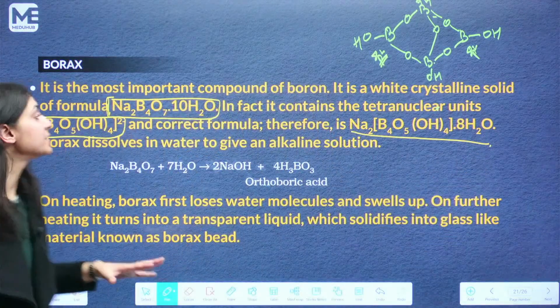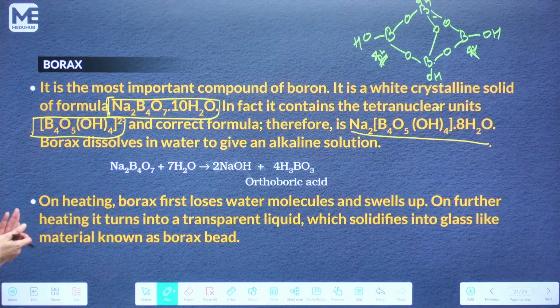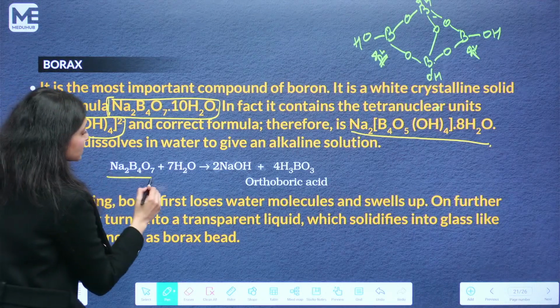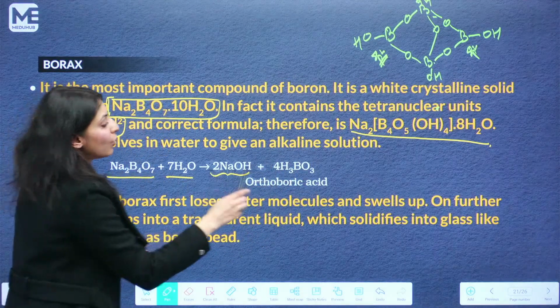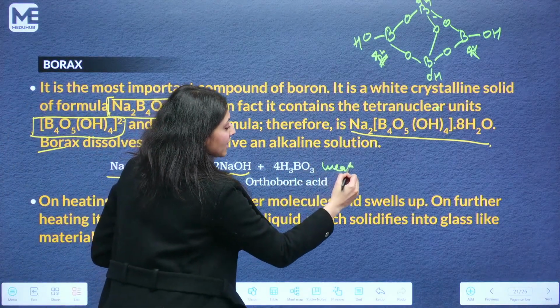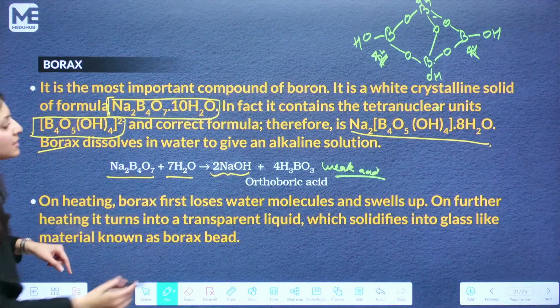So, the correct structure sometimes is written like this. But for our purposes, we usually write Na2B4O7. It is easier to write the reactions. Now, the important reactions are that borax gives an alkaline solution in water. So, what happens when borax is dissolved in water? It gives us NaOH and orthoboric acid. Orthoboric acid is a weak acid, and NaOH is a strong base, so the solution is alkaline.